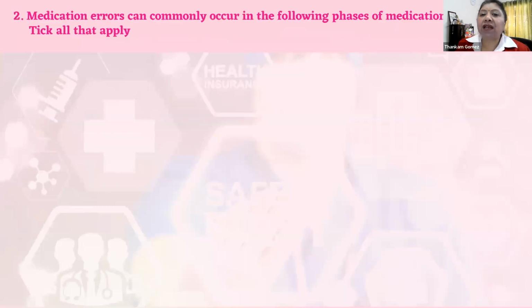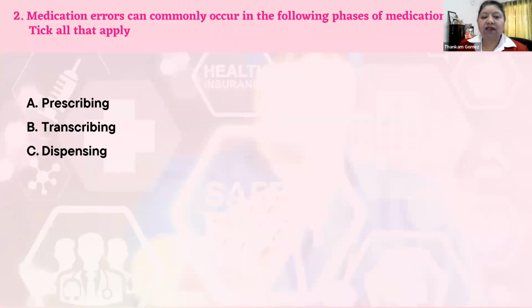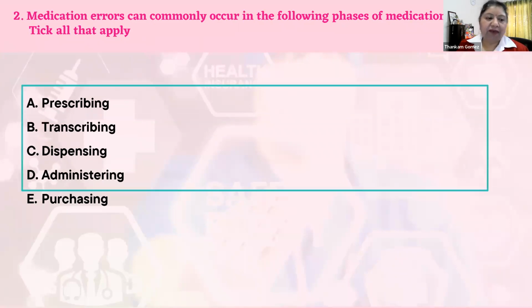Medication errors can commonly occur in the following phases of the medication process. Tick all that apply. Is it prescribing, transcribing, dispensing, administering, purchasing? Where do you think the maximum errors happen in medication error? I'm sure you got the answer right, because everybody will get this one right. Purchasing, the medication error cannot reach the patient through that, but prescribing, transcribing, dispensing, administering, these all are known to lead to medication error.